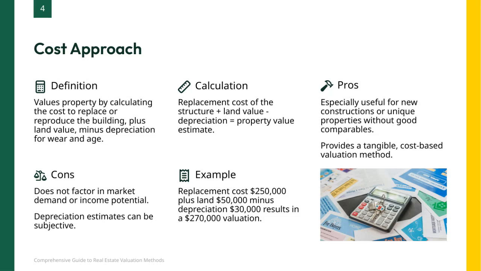The cost approach values a property by calculating how much it would cost to replace or reproduce the building, adding the land value, and then subtracting depreciation for wear and age. Essentially, you start with the replacement cost of the structure, add the land value, and then deduct any depreciation to arrive at an estimate of the property's value. This method is particularly useful for new constructions or unique properties where there aren't many comparable sales. It provides a tangible, cost-based way to value a property.